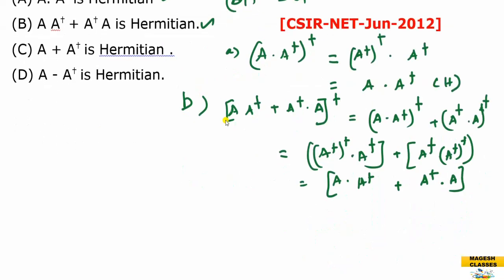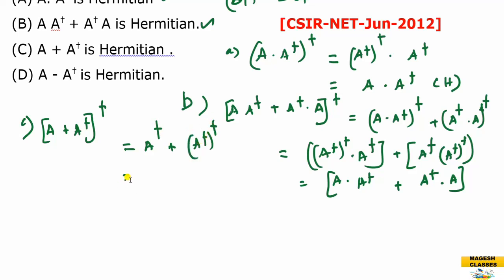Regarding C, we want to see whether A plus A dagger is Hermitian. How to find the adjoint for this. So this is equal to A dagger plus A dagger dagger. So this is equal to A dagger plus A. So A dagger plus A. Okay, it is also Hermitian.